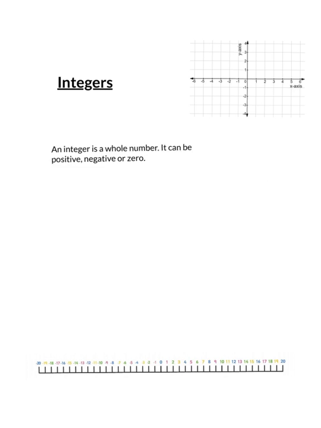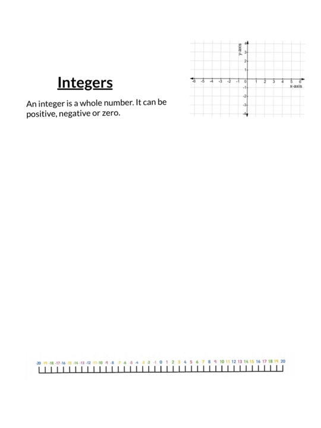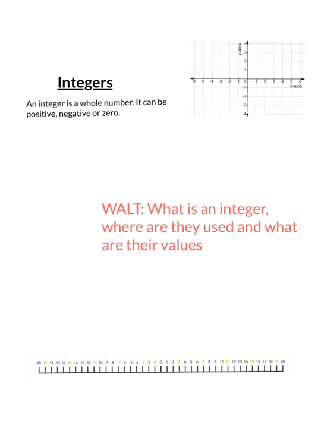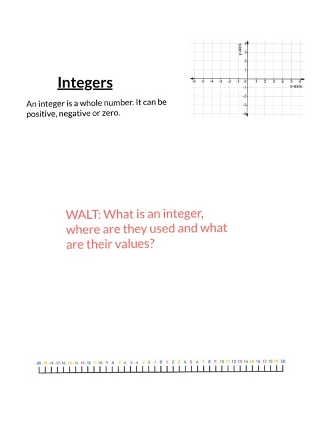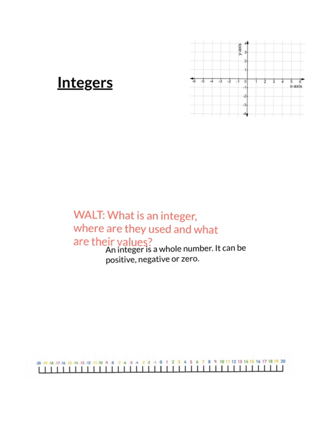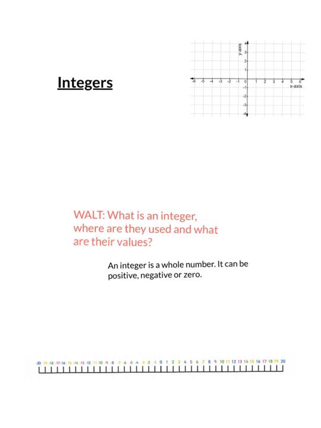And today in this session, what we are learning is: what is an integer, where are they used, and what are their values? I'll put a nice question mark at the end there. Alrighty, so first of all, we are describing what an integer is, and we've already said an integer is a whole number. It can be positive, negative, or zero.